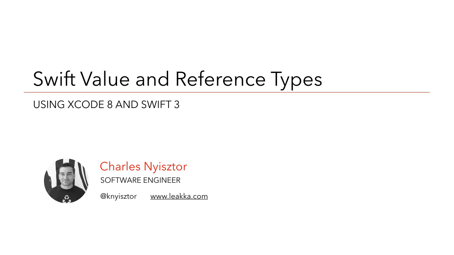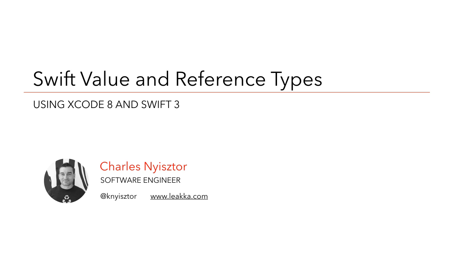In this video, we are going to talk about Swift value and reference types. In Swift, classes are reference types. Structs, enumerations, and tuples are value types. The biggest difference is that value types get automatically copied upon assignment or when we pass them as an argument to a function, whereas reference types are not.